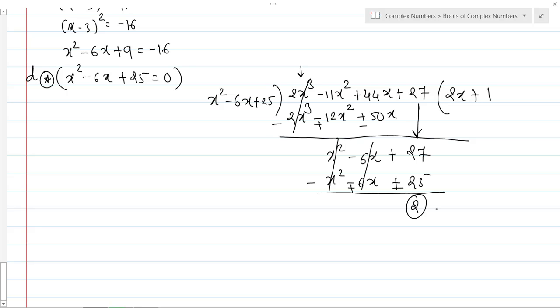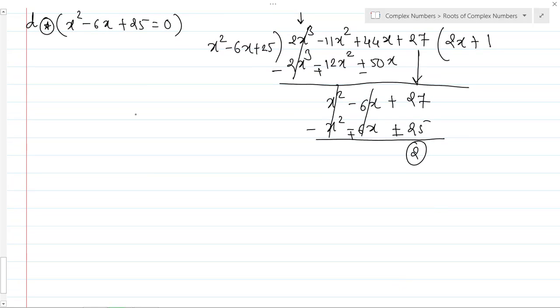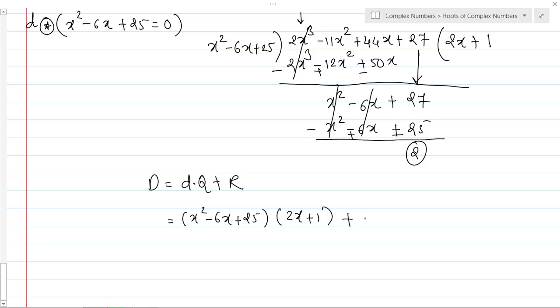Okay, perfect. So tell me now, dividend capital D is equal to small d into quotient plus remainder. Okay, so small d कितना गया, small d is nothing but x square minus 6x plus 25, and the quotient is 2x plus 1. Okay, and the remainder is nothing but 2. This is nothing but my dividend.